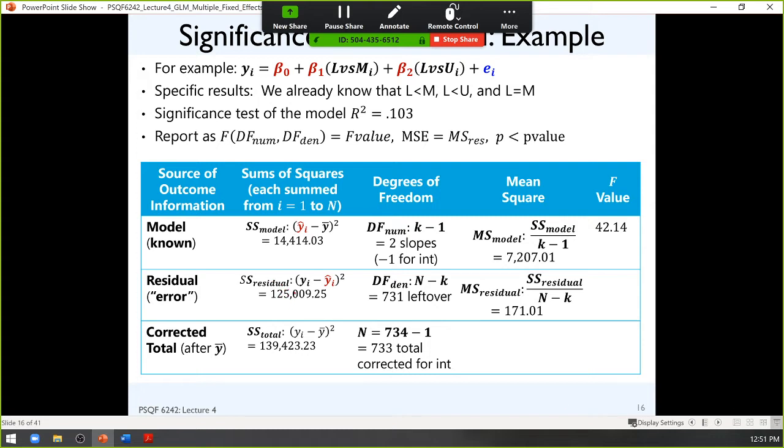Likewise, sums of squares residual, how much information we don't know why it's there. We don't know why some people still make more money after accounting for class. We divide that by how many more slopes we could have still. And that's based on our sample size minus the number of fixed slopes we already have. So there's 731 we still could have. So that as a denominator, that's why it's called denominator degrees of freedom, sums of squares residual divided by that gives us this mean square residual thing.